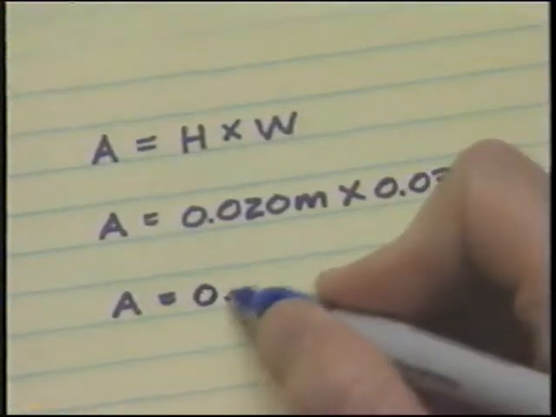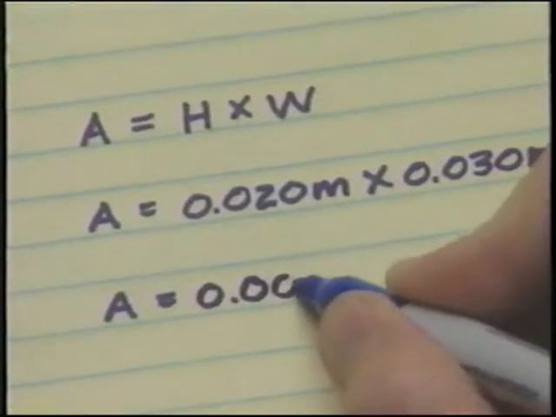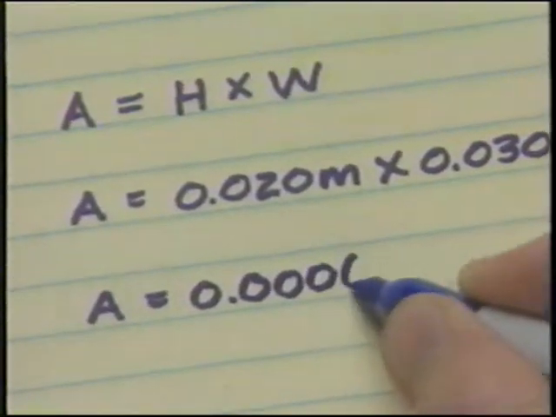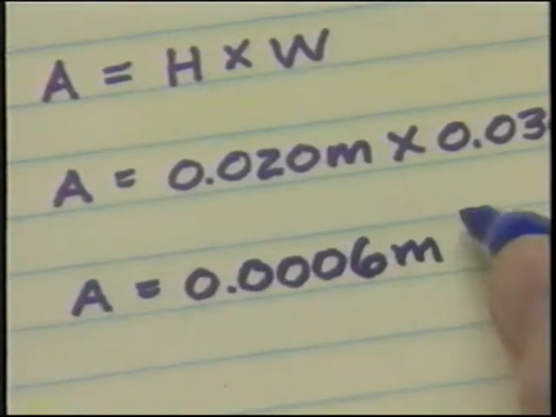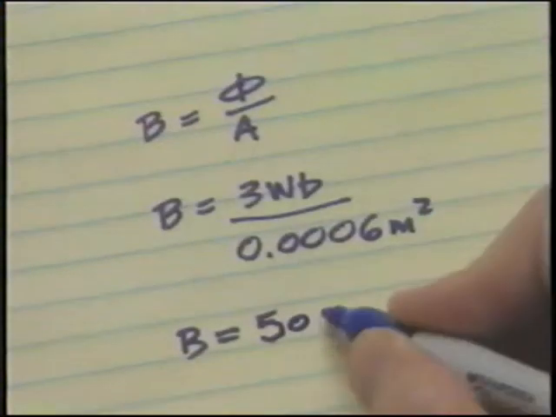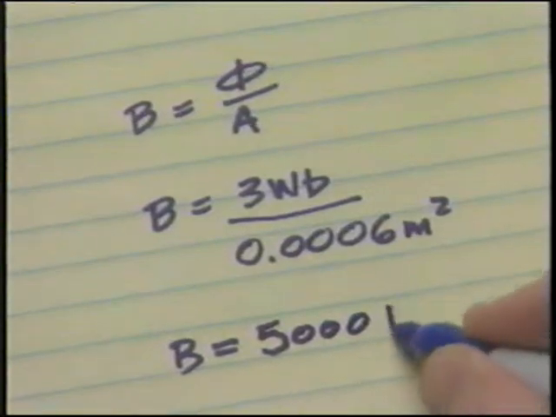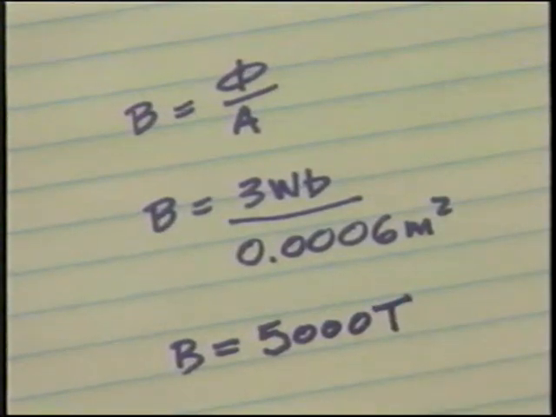To find the area, multiply the height times the width. This yields 0.0006 square meters. The final division yields 5,000 T as the flux density. The main idea in performing the calculations to determine magnetic strength is to recognize that there are a number of interdependent variables that can affect the relative strength of the magnetic field.